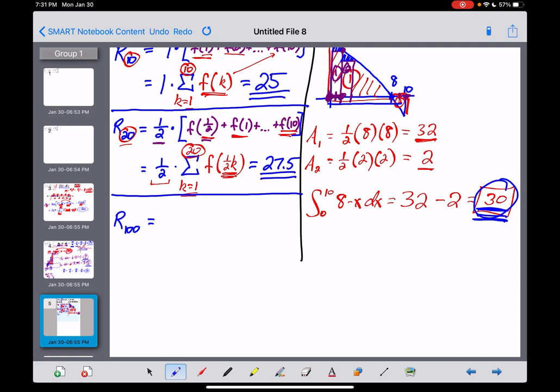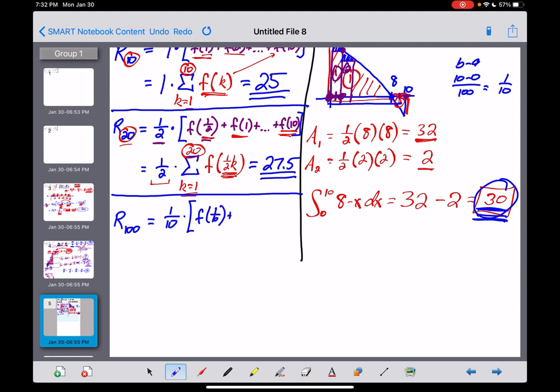The width of each rectangle now is going to be what? It was B minus A, so that would be 10 minus 0 all over 100 now. 10 over 100, 1/10 is going to be the width of each rectangle. And then in brackets, here we go. The first subinterval is now going to go from 0 to 1/10. So we're going to begin this thing with an f of 1/10.